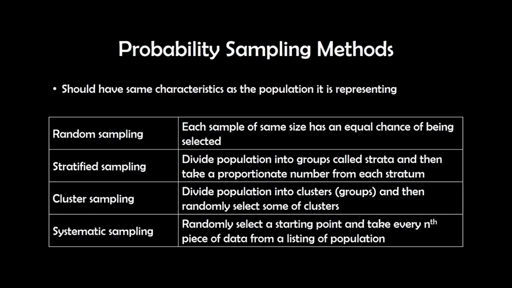Basically, in random sampling, each sample of the same size has an equal chance of being selected. Then we have stratified sampling, where the population is divided into groups called strata, and then we take a proportionate number from each stratum. For cluster sampling, we divide the population into clusters or groups, and then we randomly select some of the clusters. And the last one is systematic sampling, where we randomly select a starting point and take every nth piece of data from a listing of the population.